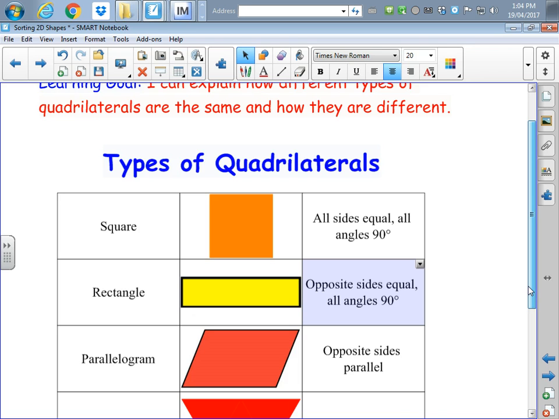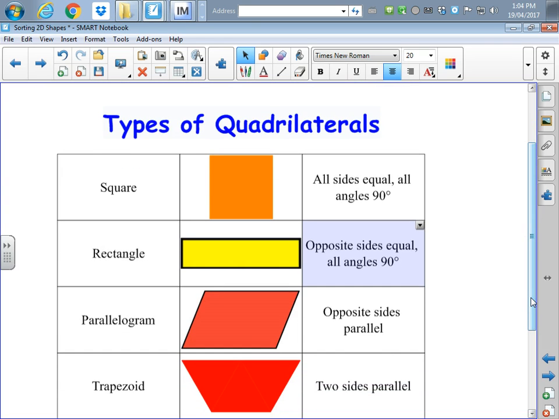And then I want you to compare that with the trapezoid or the parallelogram. Look at the vertices there. How are they the same or how are they different than at the square? I'm asking you to do lots of thinking here.